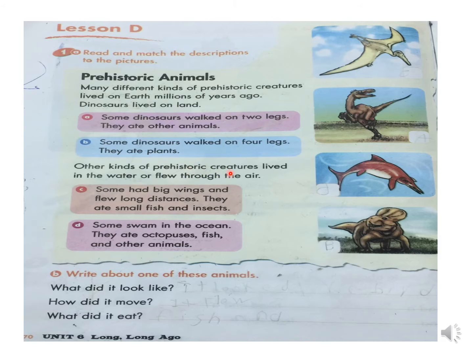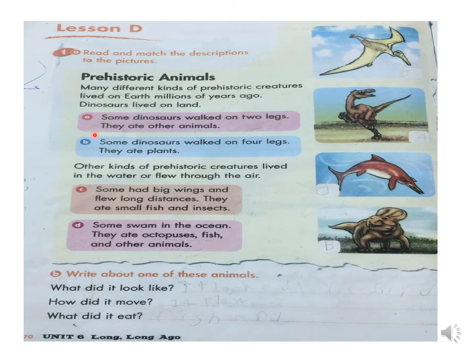Other kinds of prehistoric creatures lived in the water or flew through the air. Flew is the past of fly. C. Some had big wings and flew long distances. They ate some small fish and insects. Yes, which picture? Yes, here. Big wings. You're going to write here C. D. Some swam in the ocean. They ate octopuses, fish, and other animals. Yes, here. You're going to write D.